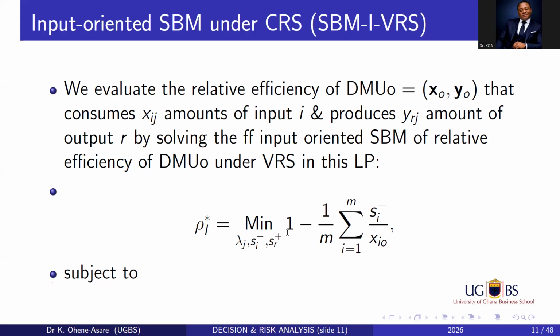So you take 1 minus 1 divided by M. M is the total number of inputs. So if the total number of inputs are capital, labor, and deposit, then it means that M equals what value, Chris? M is equal to what value?